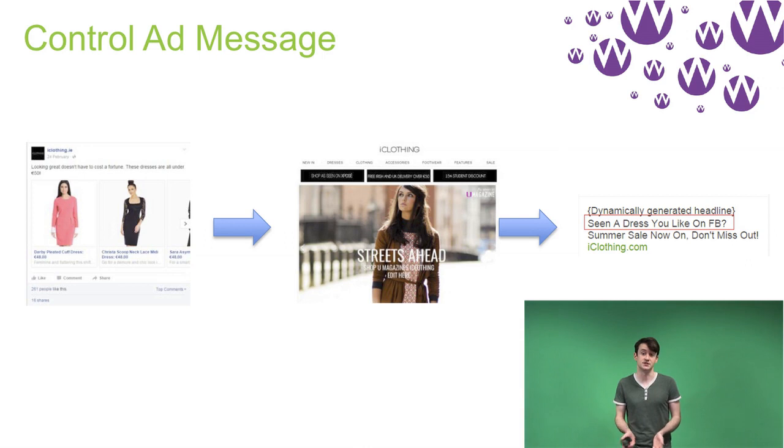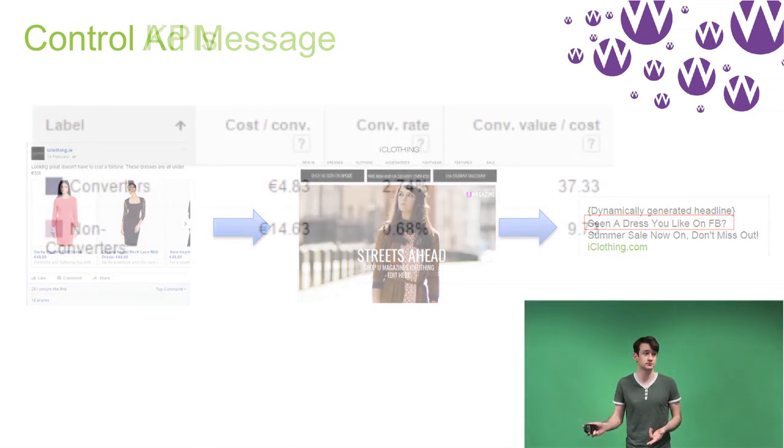And we've got this ad that says, "Seen a dress you like on Facebook?" It's really specific. We know that they've seen a dress they like on Facebook. Not only does it make people more likely to click on our ad, but what we found is once they do click on that ad, they're more likely to go on and actually purchase as well.